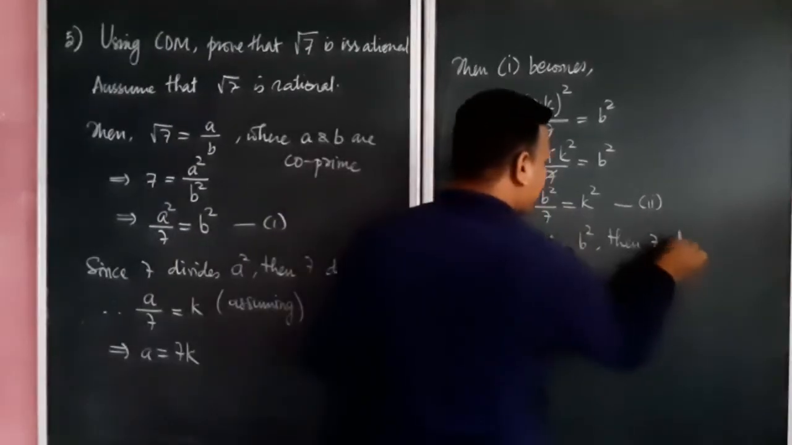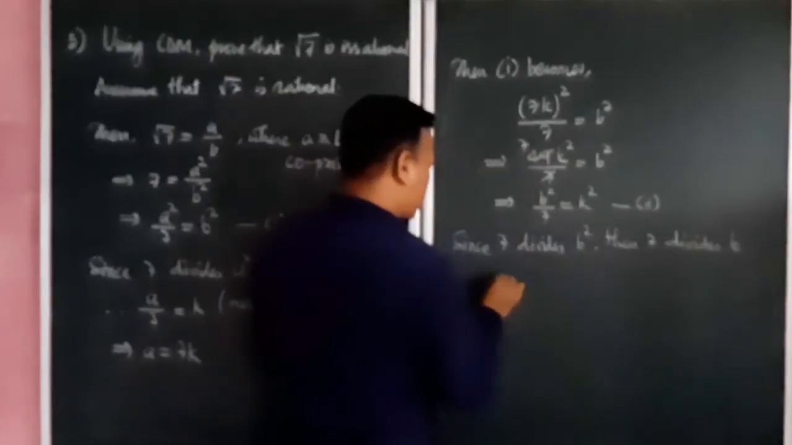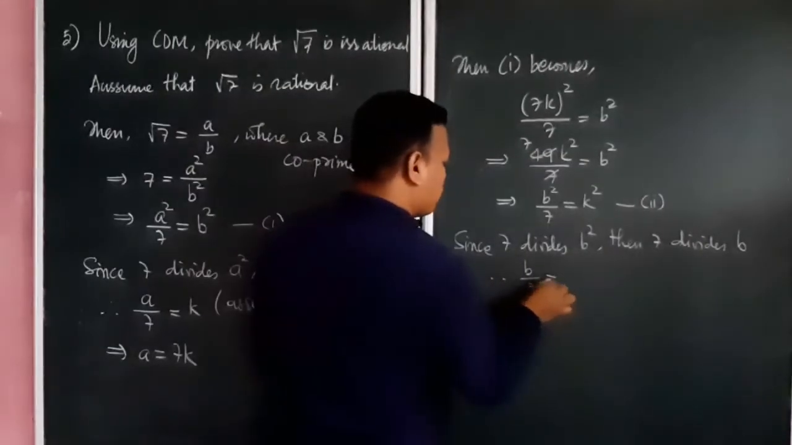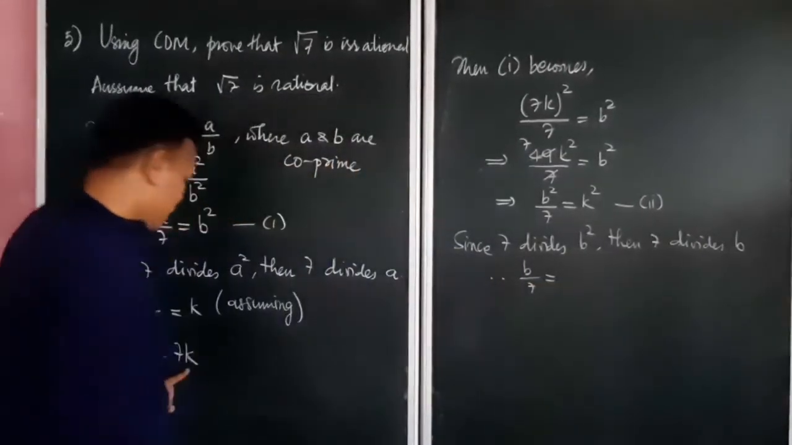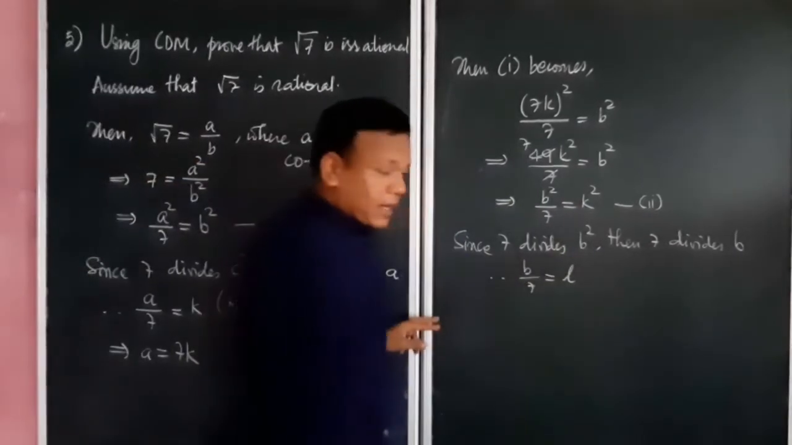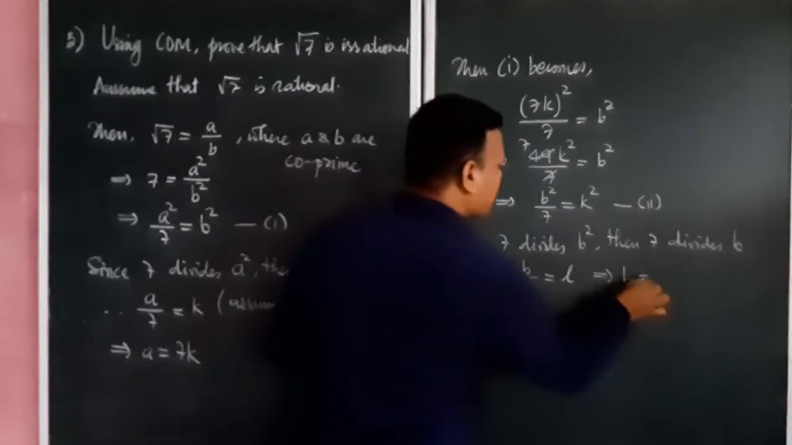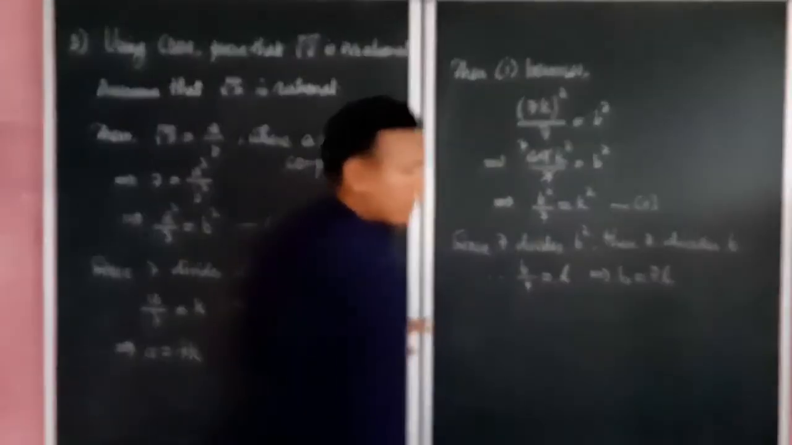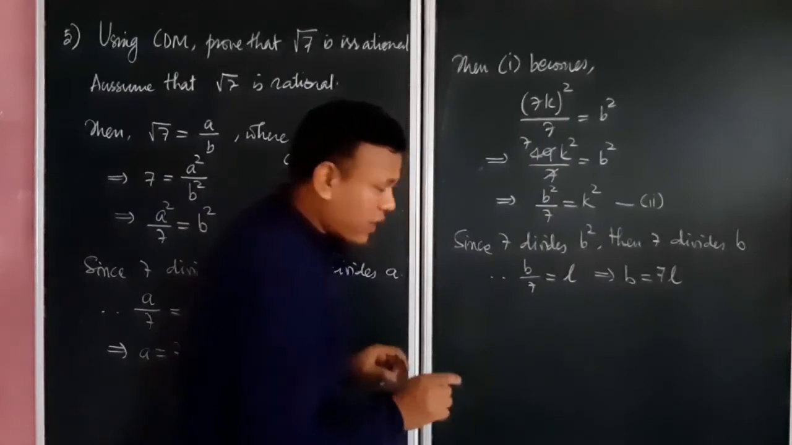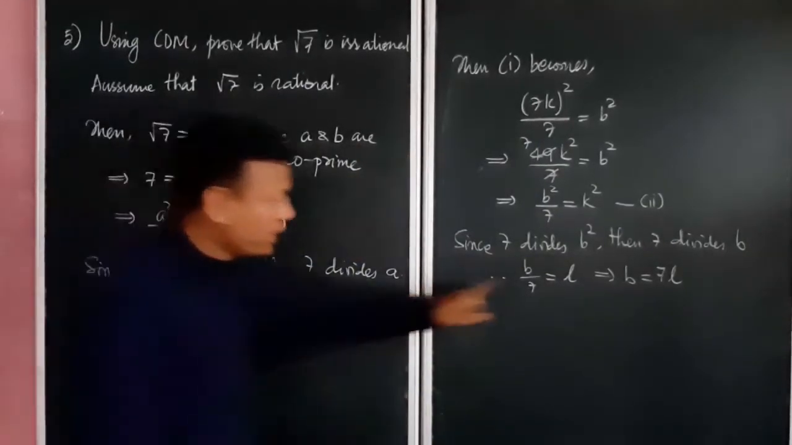So 7 divides b as well. So therefore b by 7 must be equal to, for example, here I have written k, you can write L here, alright? So I am writing L. So from here, what is b? b is equal to 7 into L, that is 7L. Okay, now we have a equals 7k, right? And b equals 7L.